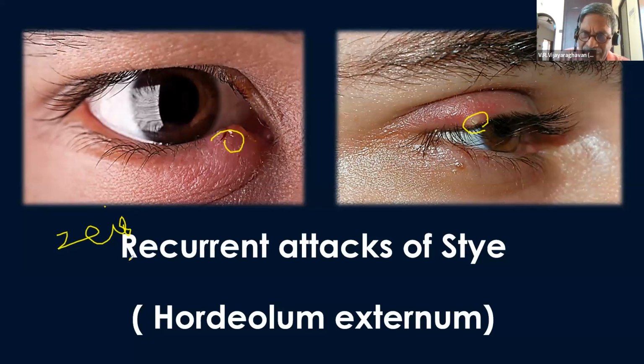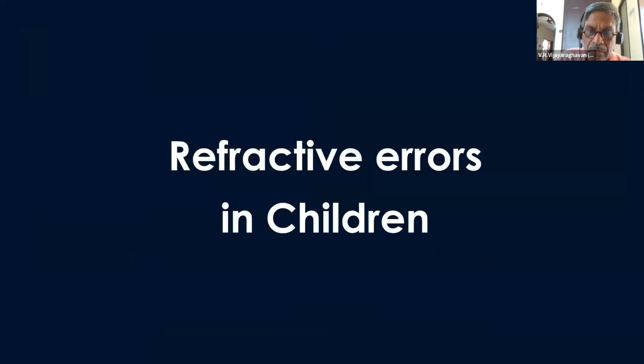The patient may have some irritation or sensation in the eye. The child keeps on rubbing his eyes. Naturally, the dust from the hands can get transmitted to the eyelash follicles and they get infected. That is the reason for what is happening. That's what I told you.